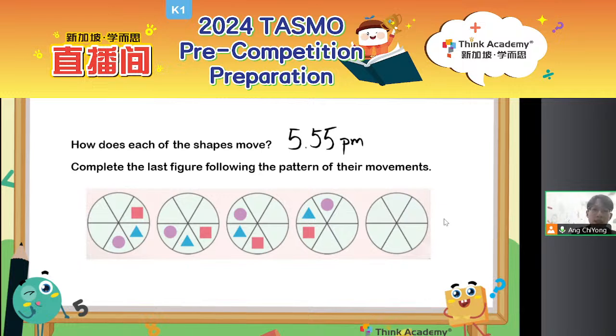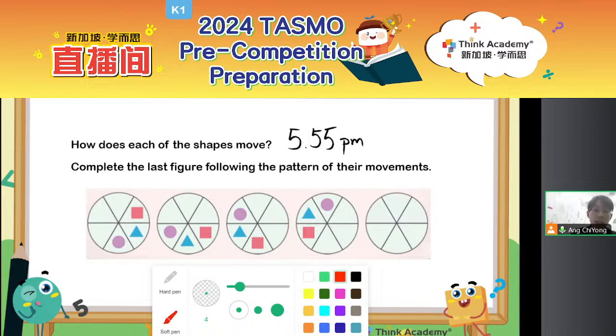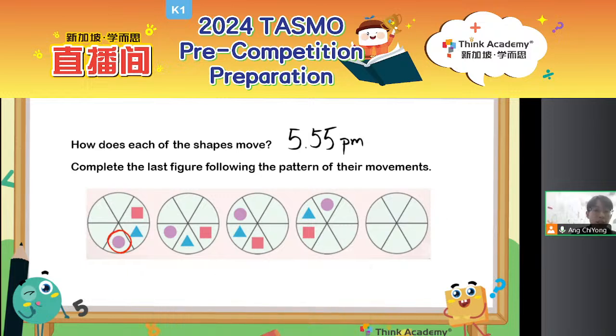Okay, so how does each of the shapes move? Remember, if you see many objects, you focus on how many first? You focus on one object first. Okay, so I would like to pick the circle, because you see, in this line of shapes, I think the circle is the first of them. Why do I say that? Because when you look at just the circle, which direction is it going? It's going in the clockwise direction.